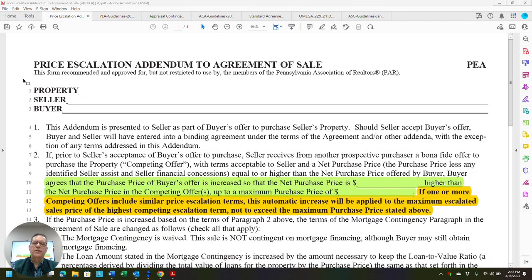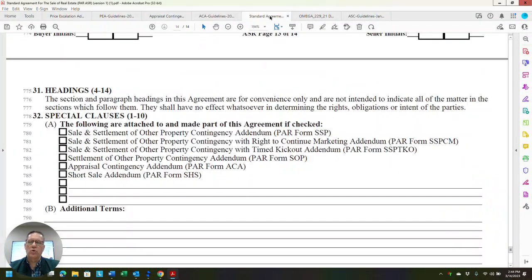The price escalation addendum to the agreement of sale is an important document. One of the things you need to pay attention to is that it is an addendum to your agreement of sale. So on the agreement of sale, you've got to make sure that down on section 32A, in this box here, you put price escalation addendum, parenthesis, PEAN, and check that box. This makes the price addendum and the agreement of sale now combined into one agreement.